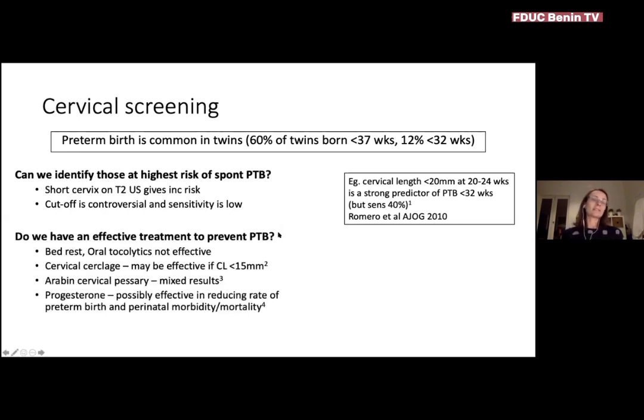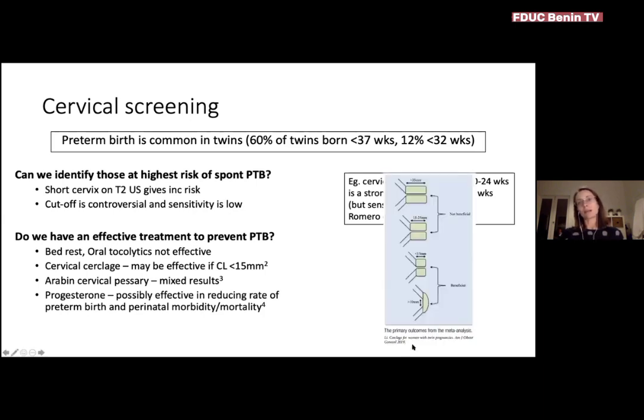The other question is, for that group of women that we are able to detect, do we have an effective treatment to prevent preterm birth? And we know from pretty good evidence now that bed rest and oral tocolytics unfortunately are not effective. Cervical cerclage is quite possibly effective with a very short cervix. So there was the paper published last year in the American Journal of Obstetrics and Gynecology, which showed that if your cervical length is over 15 millimetres, cerclage is not beneficial, but if it's less than 15 millimetres or even open, then rescue cerclage can be beneficial in twin pregnancy.